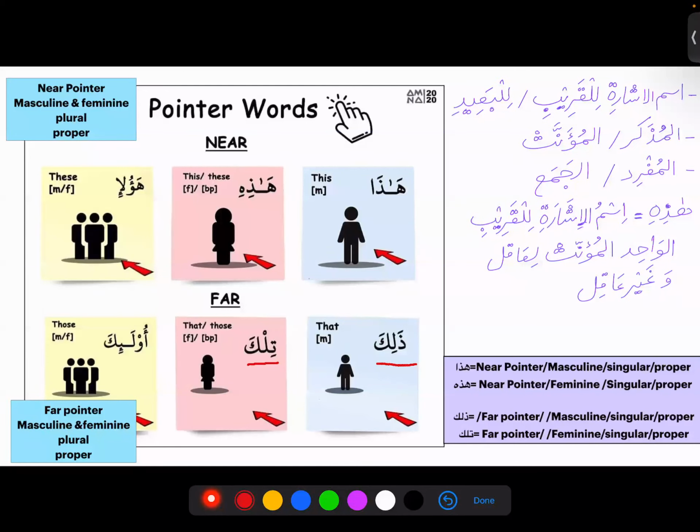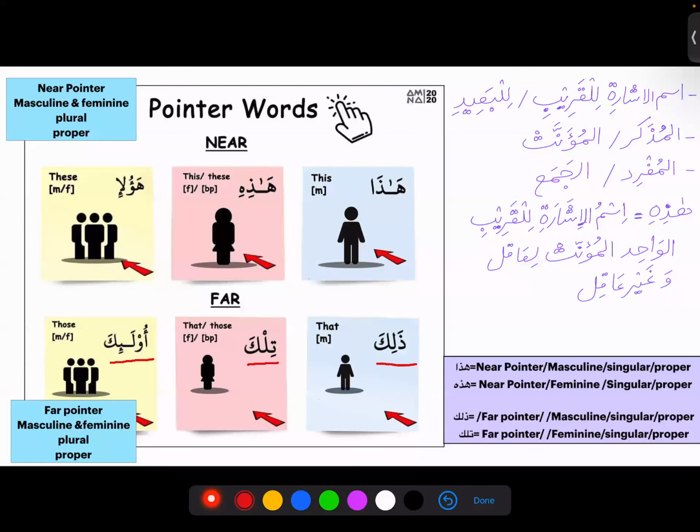It is ismul ishara lil bayid, for far, muannas. And then mufrid, for akil and ghair akil. Very good, okay. That was tilka. And then comes ulaika.